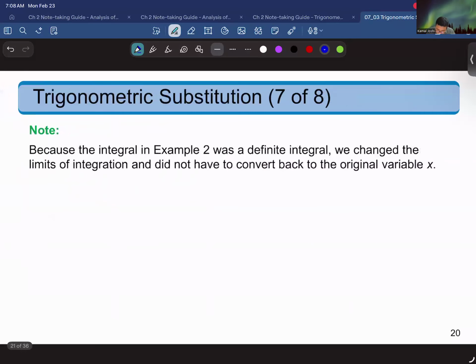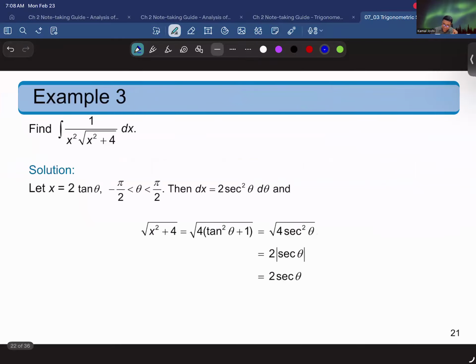Okay, moving on. There are some notes here. Because the integral is a definite integral, in the first example we did in the previous video, we had to convert theta back in terms of x, and we used the triangle for that. But we didn't bother to do all that here because we are doing a definite integral and we already knew the theta limits. When we converted the integral, we also converted the limits of theta, and so we could be done with that. Okay. All right. One more example.